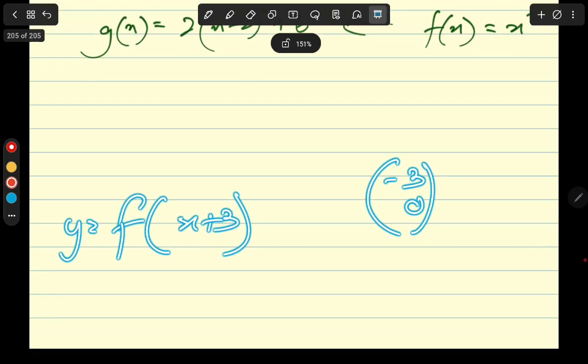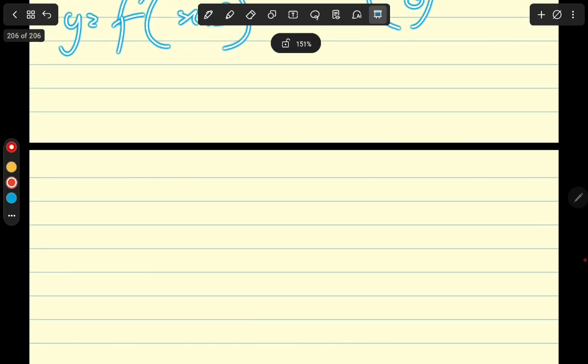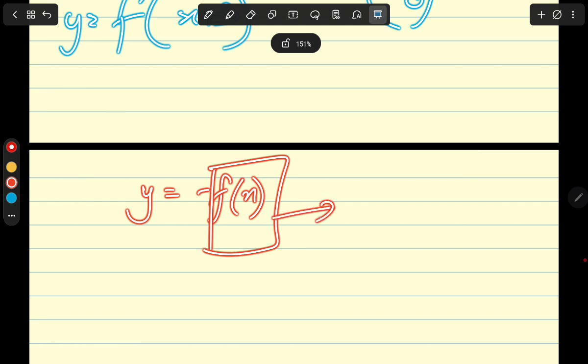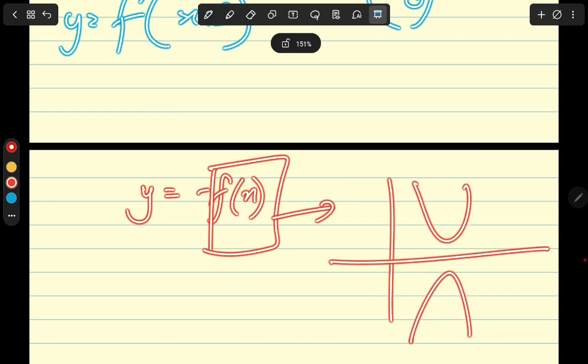Trap number 2 is that whenever it says you have to reflect, if they say y equals minus f of x, then you don't translate on the y-axis, making all the input values negative, which is wrong. This minus sign is making the output values negative, right? So this is the reflection on the x-axis. Students more often than not confuse x-axis reflection with y-axis reflection, right?